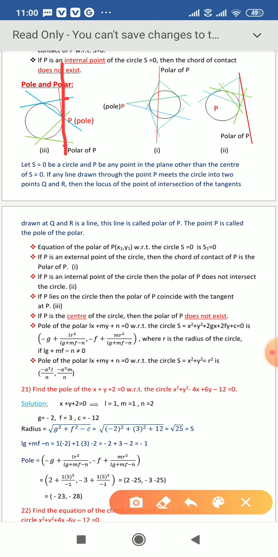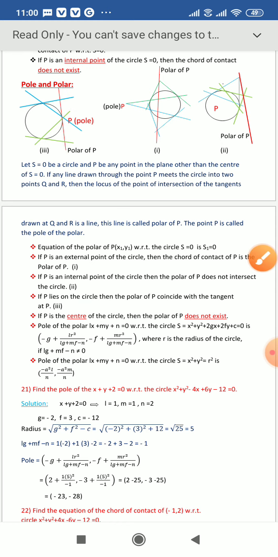What do you observe about the polar? Yes, the polar is nothing but the tangent at P. If P is a point on the circle, the polar of P is the tangent at P. So in the third case, P is a point on the circle, and the polar of P is the tangent at P of the circle S = 0. That is the third case. If P lies on the circle, then the polar of P coincides with the tangent at P.